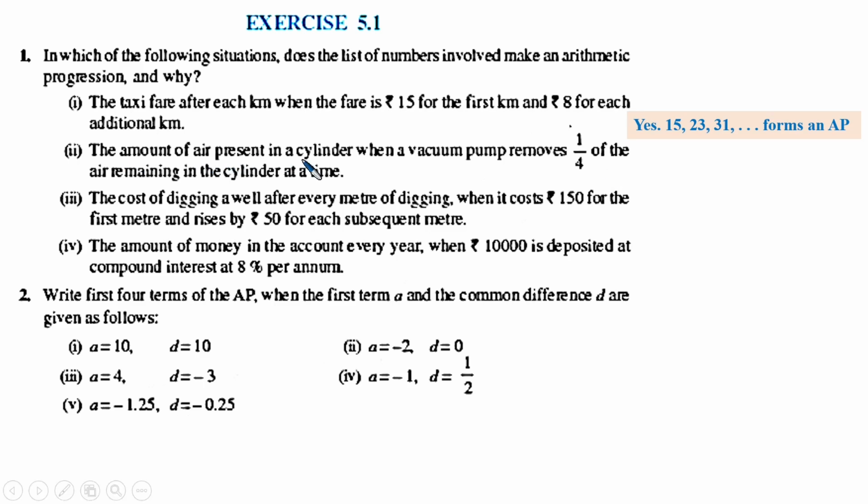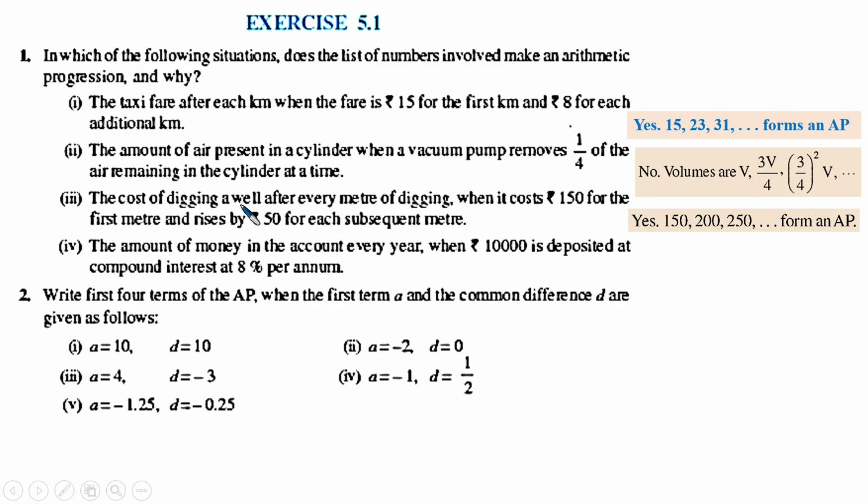The amount of air present in a cylinder when the vacuum pump removes 1/4 of the air remaining in the cylinder at a time. So first the volume is V, then you remove 1/4, that means 3/4 is remaining. So again 3/4 of this 3/4 V is remaining. So this is (3/4)^2 times V. So you see it is not an arithmetic progression. This minus this is not equal to this minus this. The difference is not the same. Just subtract and see it. It is not the same. So no, this is not an arithmetic progression.